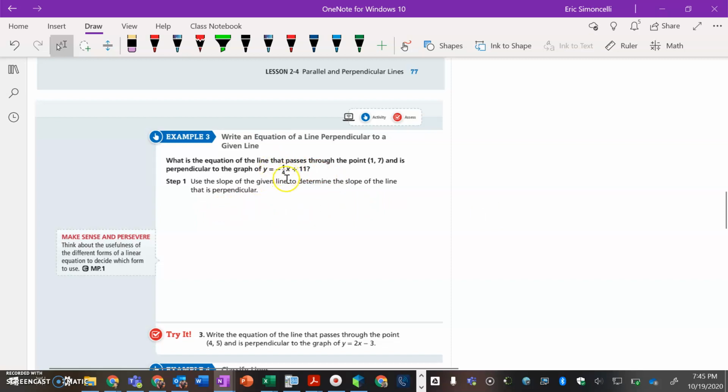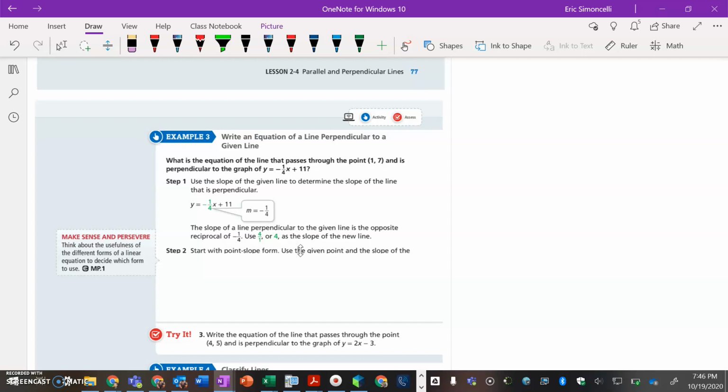So if -1/4 is the given slope, its opposite reciprocal would be what? Well, the opposite reciprocal would simply be positive what? The reciprocal of a fourth being 4 over 1. So 4 would be the opposite reciprocal.